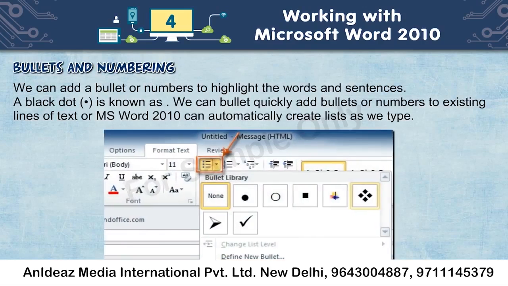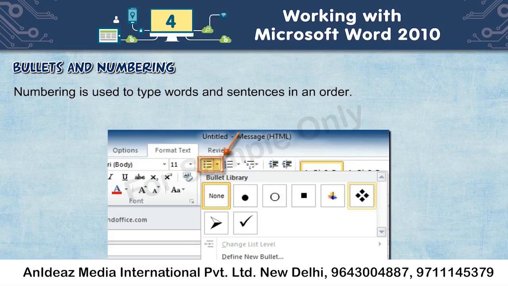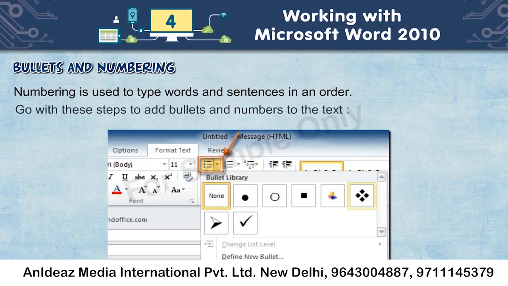Bullets and numbering. We can add a bullet or numbers to highlight the words and sentences. A black dot is known as bullet. We can quickly add bullets or numbers to existing lines of text, or MS Word 2010 can automatically create lists as we type. Numbering is used to type words and sentences in an order.